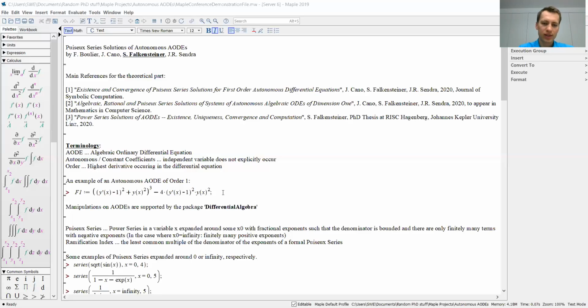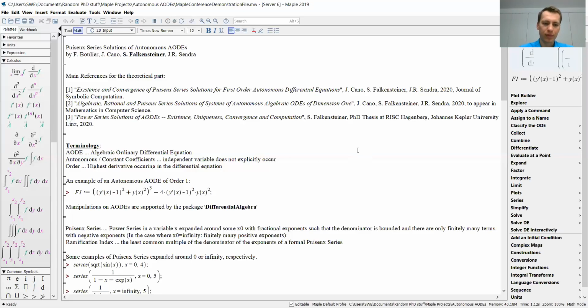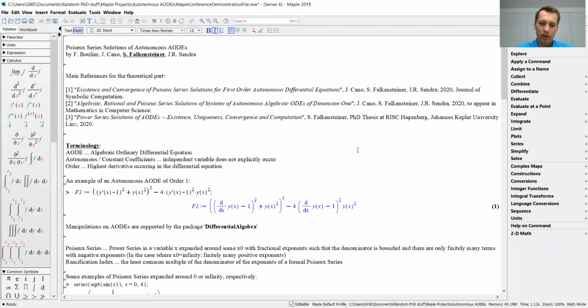So let's go to this differential equation f1. As you can see, there are a lot of squares and other powers and products involved, so it's obviously not linear. And as you can see here, it's perfectly known to Maple how to handle this differential equation. If you want to manipulate things, then you should use the package DifferentialAlgebra. The example here is of first order.